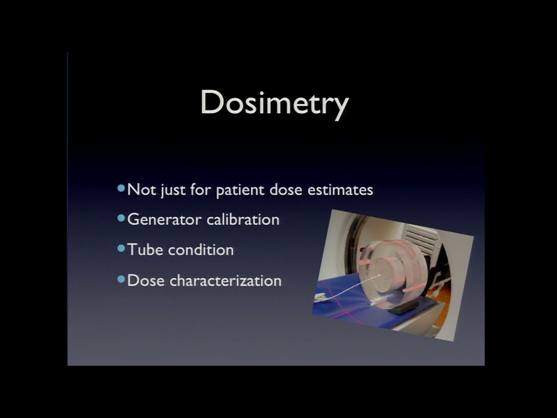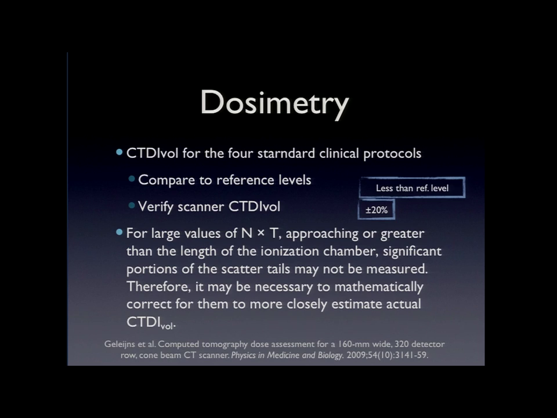Dosimetry is required to be done. Keith spent a lot of time on that. He's going to spend more time on it. It just needs to be done by the physicist. It's not just for patient dose estimate, it's to make sure that the output is consistent. You can evaluate kV and mA indirectly by doing this. The tube condition will affect what kind of results you get, and then you can have dose characterization.